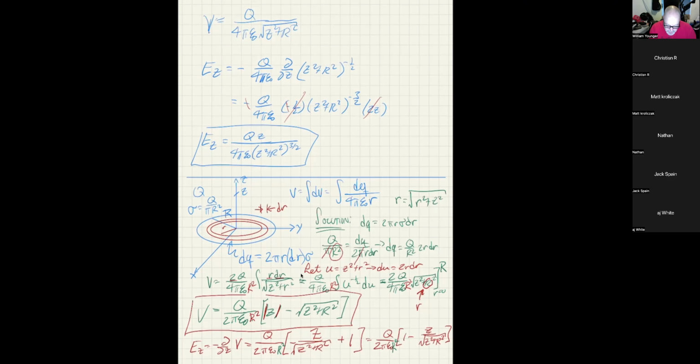V is equal to 2q. That works. U to the negative 1/2. I add 1 to that. That's 2/2 minus 1/2, would be 1/2. So I get that, and then I divide by 1/2. That puts a 2 on top, and then that should be square root z squared plus r squared minus the r equals 0 case.